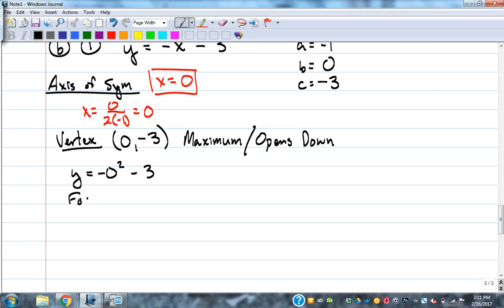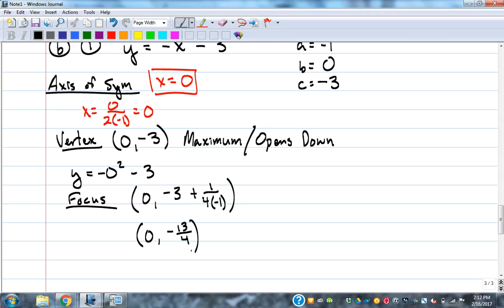Next thing is the focus. So (0, -3) plus 1 over 4 times A. Always addition with the focus. -3 plus a -1/4. Excuse me, -3 1/4. So -13 over 4. I'm just writing it as an improper fraction because that's more accepted in an Algebra 2 and college algebra setting. Okay.